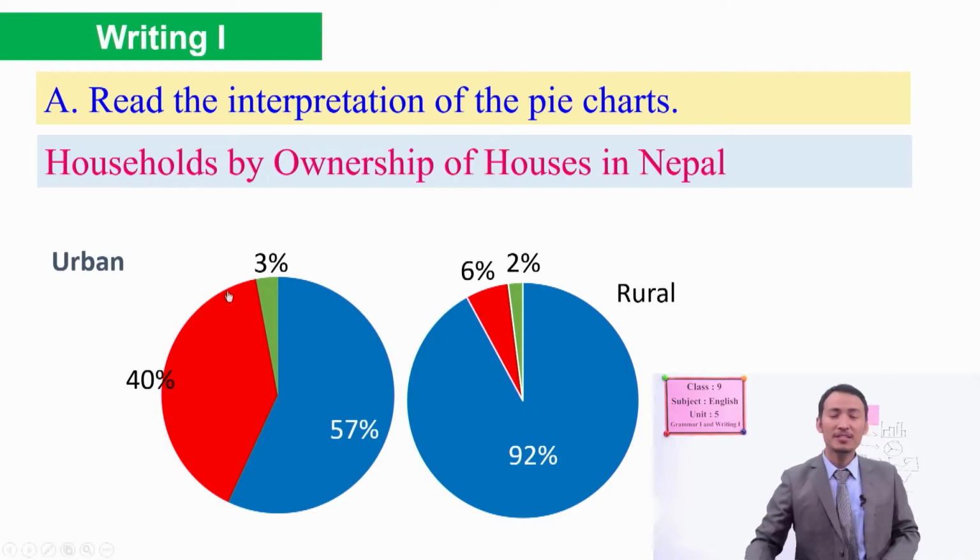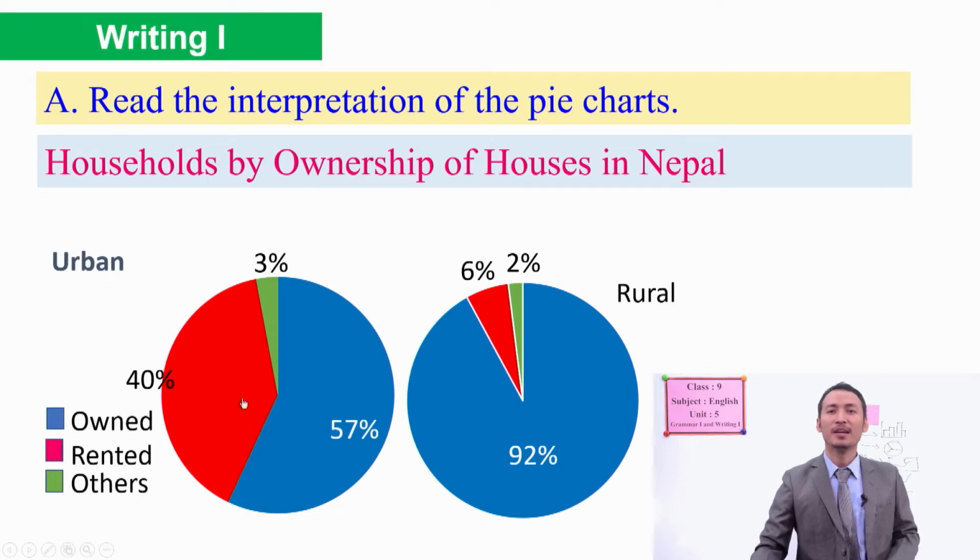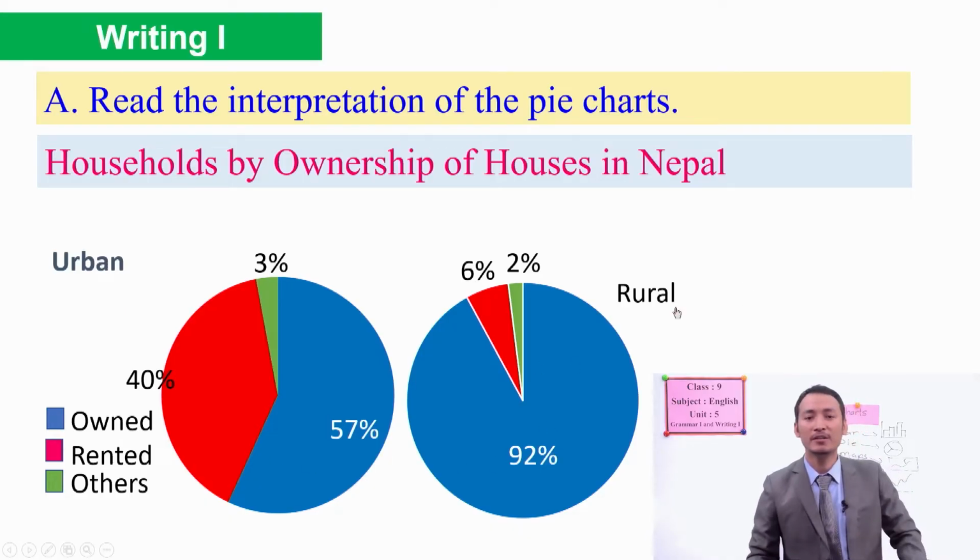Can you describe these charts by yourself? Yes. You can see here, let me show you these signs. You have different signs according to the color. You have 57% owned houses in the urban area, and 92% owned houses in the rural area.